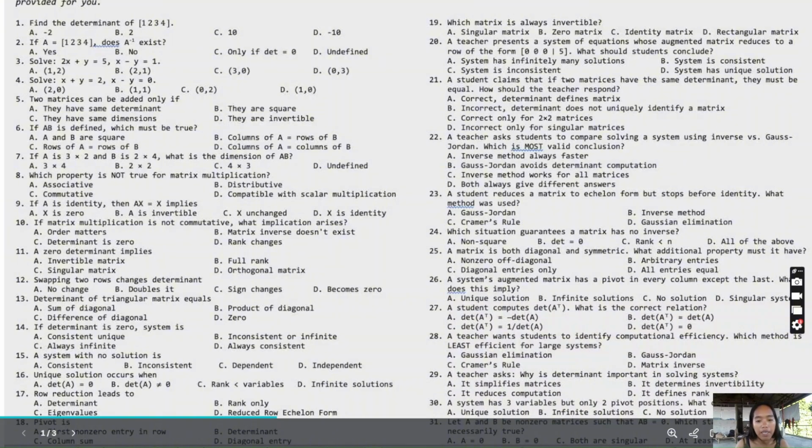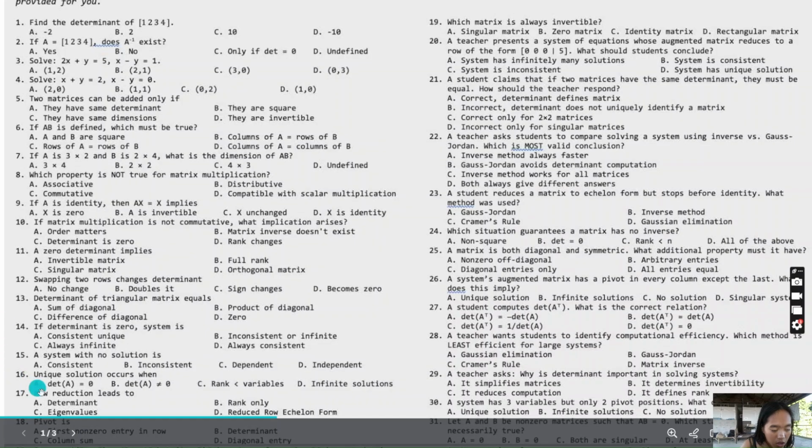So number 15. A system with no solution is called inconsistent. So that would be letter B. Because a system is called inconsistent if there is no value of variables that satisfies all equations at the same time. So that is the very opposite of our number 14, right? If you notice the questions, the answer is just the same.